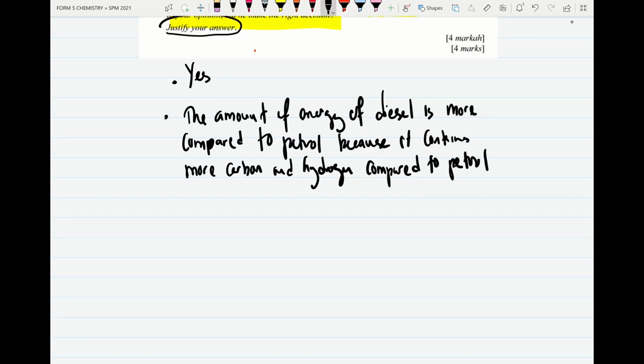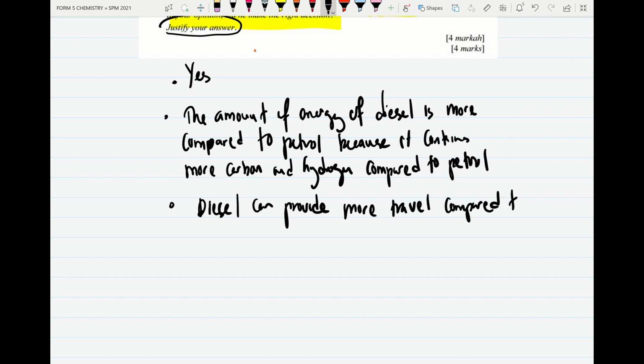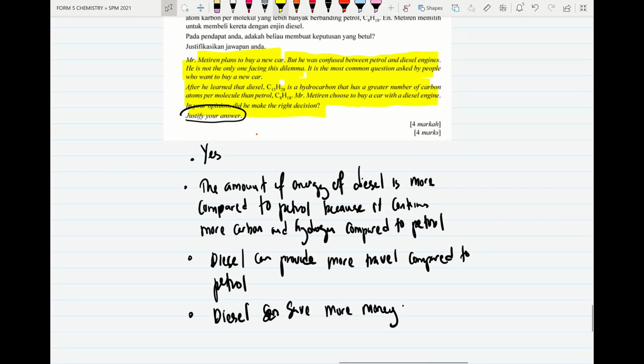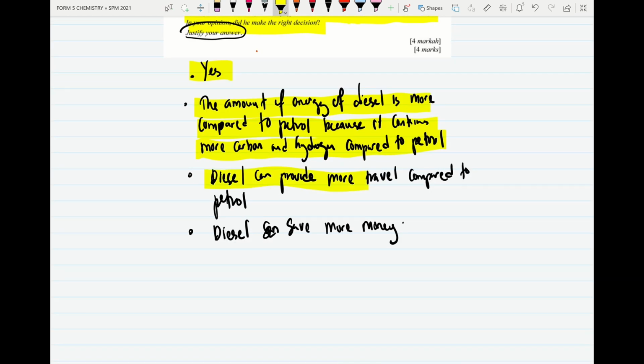Next, point number 3: diesel can provide more travel compared to petrol. Point number 4: therefore diesel saves more money. So these are the points that students must remember to justify this one. So I put yes. Why? Because the amount of energy of diesel is more compared to petrol, because it contains more carbon and hydrogen compared to petrol. Diesel can provide more travel compared to petrol. Diesel can save more money compared to petrol. So these are the answers.